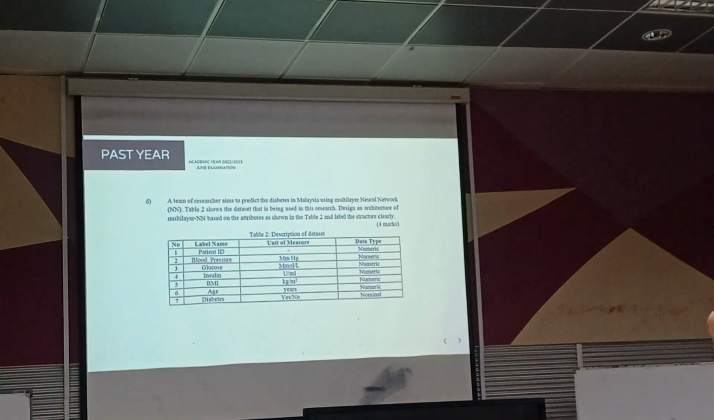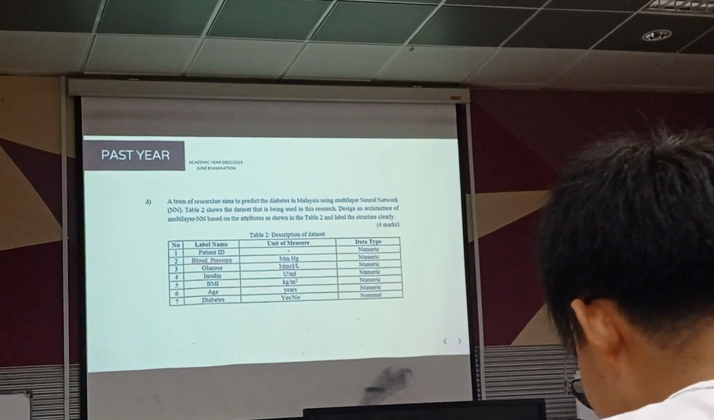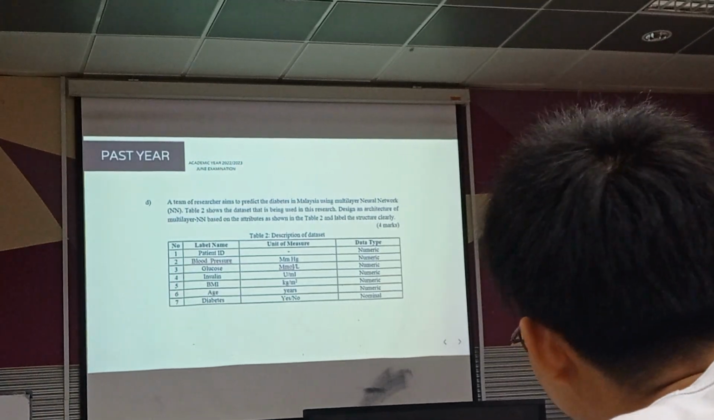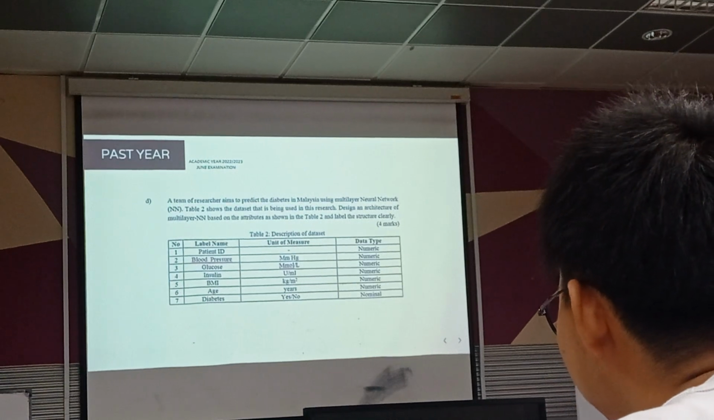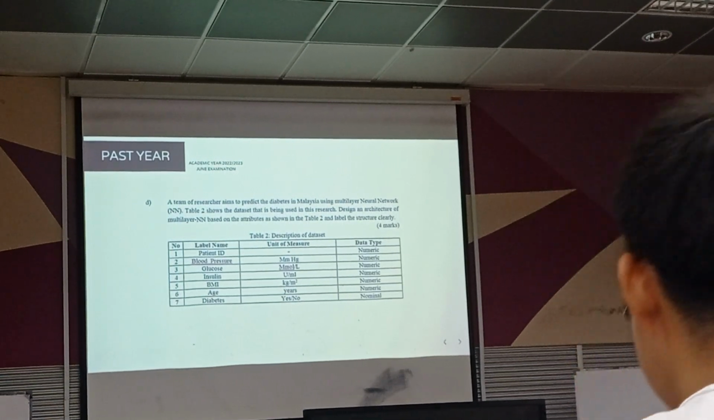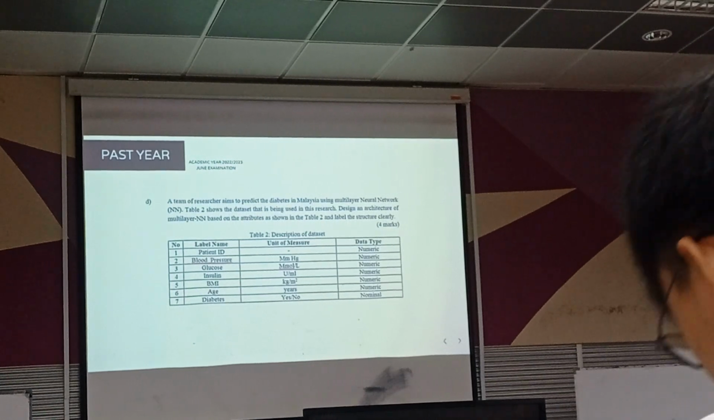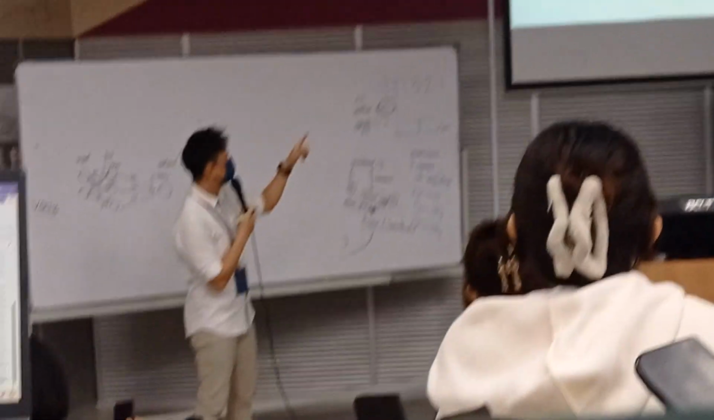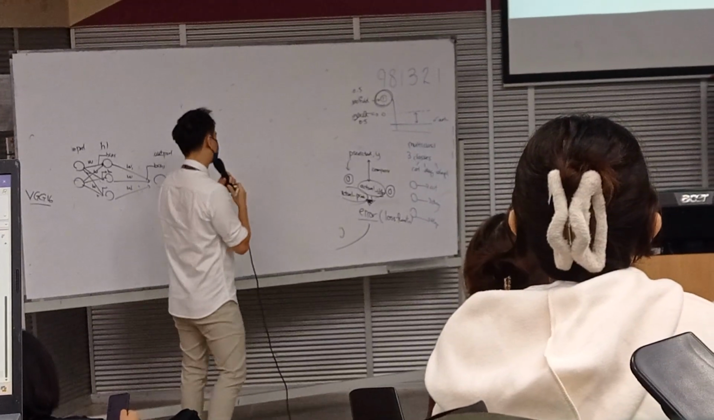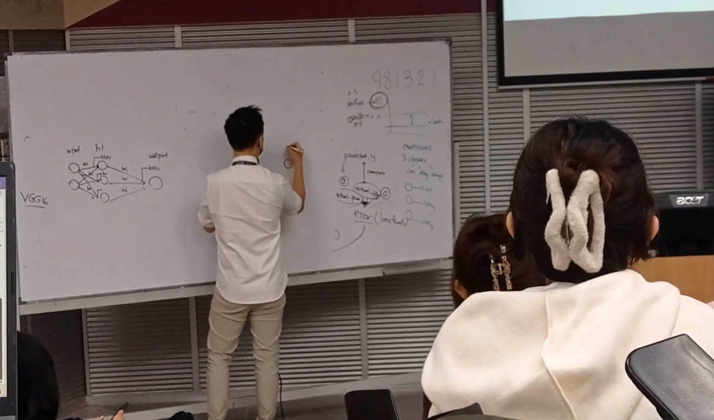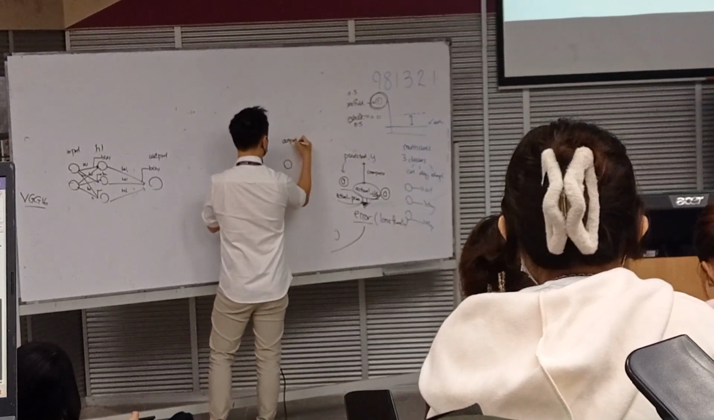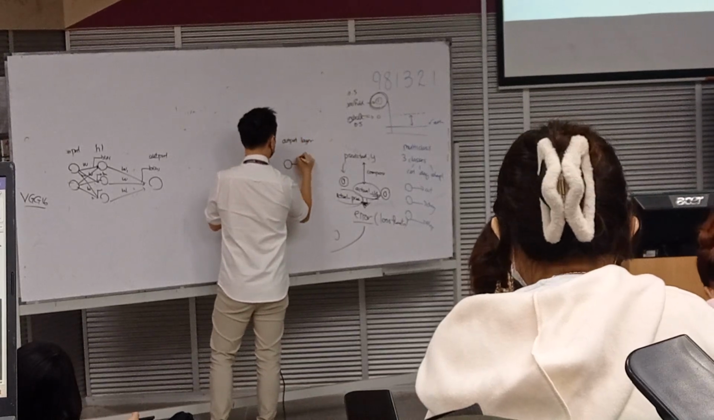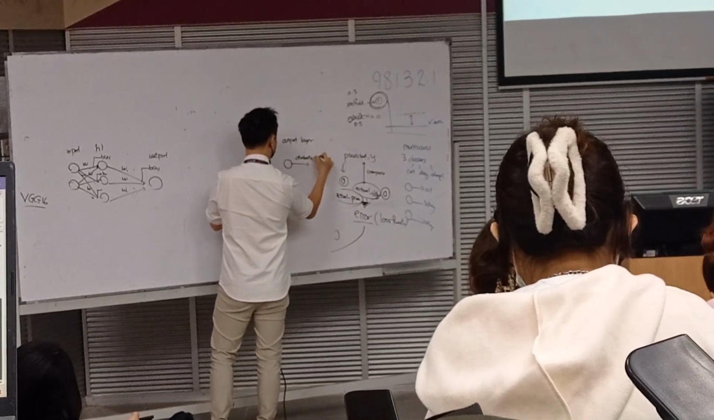Now I'm going to show you how to draw the multi-layer network based on the data set given. First things first, what is the output? You want to predict diabetes. Then you have to check whether the diabetes is binary or multi-class. Is it binary? Yes, then you can put one neuron here. This is the output layer, and you have to label it. In this case, type yes or no.